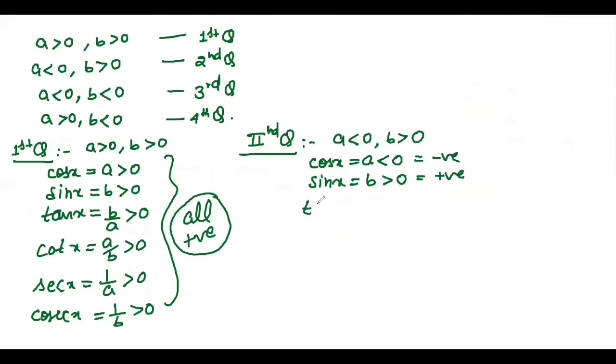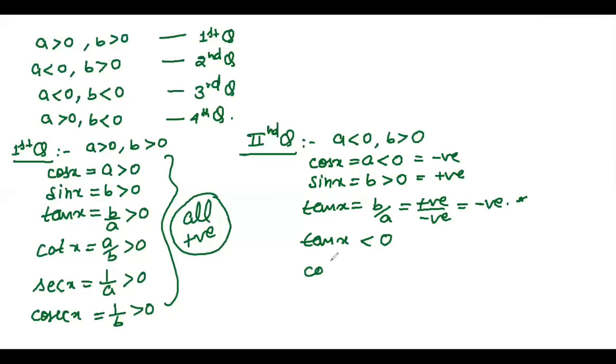Then tan x we will find out. Tan x is b by a. So positive by negative, it will be negative. Means tan x is less than 0. Then cot x is also less than 0. Then sec x is 1 by a, and a is here less than 0. So according to that, sec x is also less than 0. And then cosec x, that is 1 by b. b is greater than 0, so this is greater than 0.